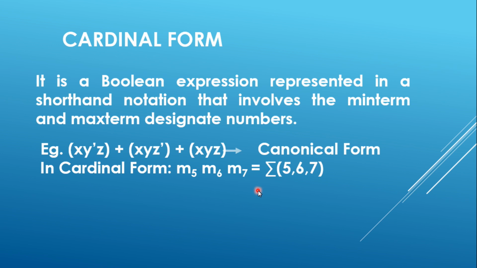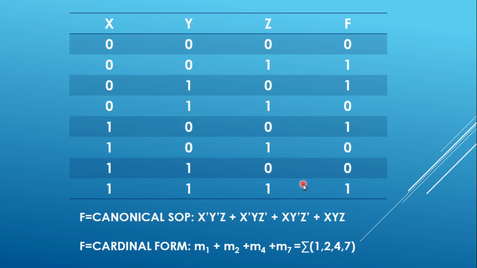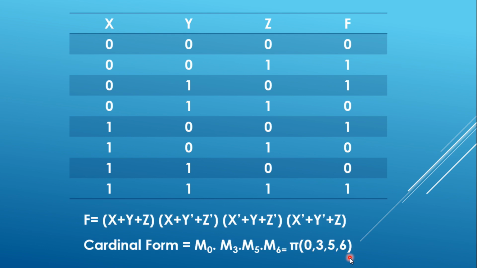Now you can see this from example point of view, that here again there is an expression where in four places it is 1. So the expression canonical SOP is this, and its cardinal form will be what? M1 plus M2 plus M4 plus M7. So you can use the summation sign and then 1, 2, 4, 7. This is what? It is the POS expression.